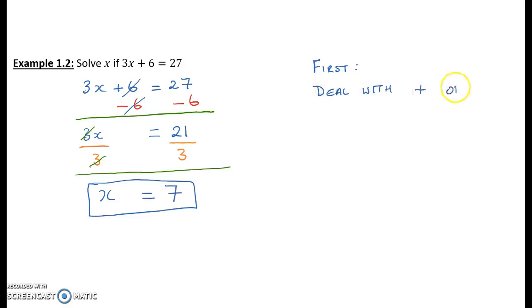Now remember, first what we do is deal with plus or minus. In other words, if anything is added on, we have to subtract it. If anything has been subtracted from the x, we have to add it on. And we do it to both sides. The next thing we do is we deal with division. If there's any division that's required, this is when we do it. But the division should be the last thing. And that's a general rule. When you're solving math problems, division is very often the last thing you will do.